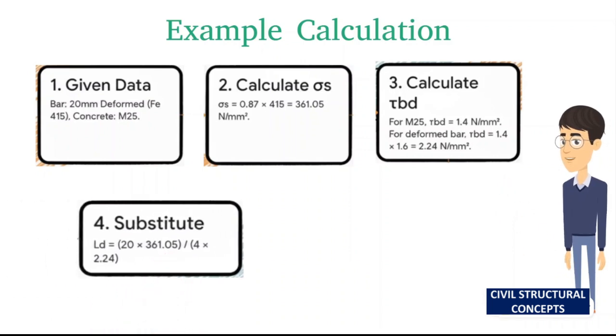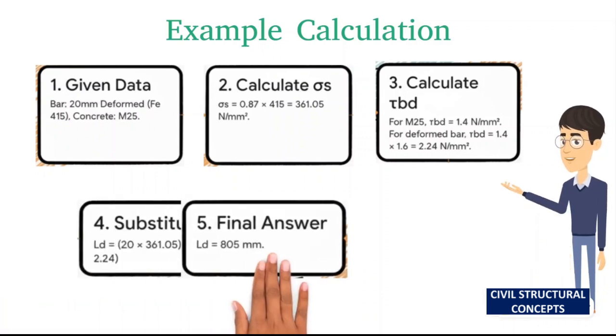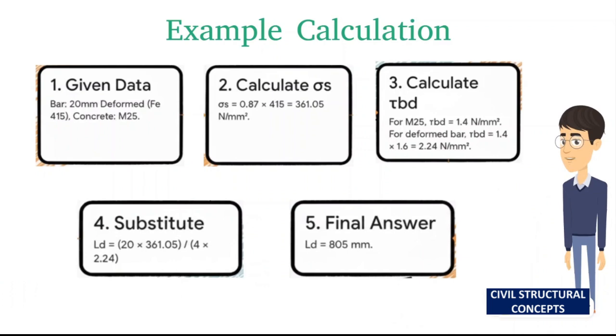Substituting in the formula, LD equals 20 times 361.05 divided by 4 times 2.24 equals 805 mm, or approximately 40 times phi. Hence, the required development length for this bar is 805 mm.